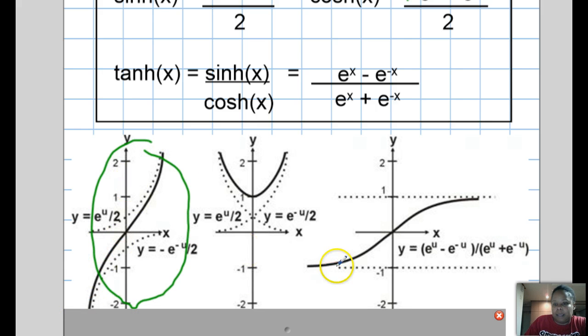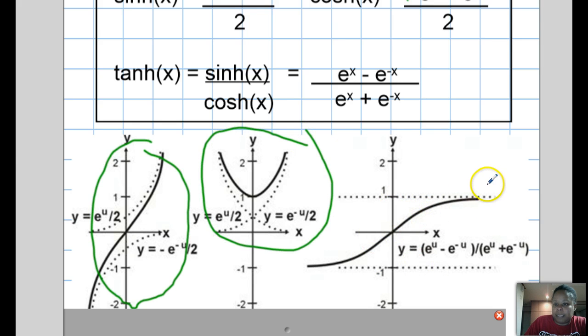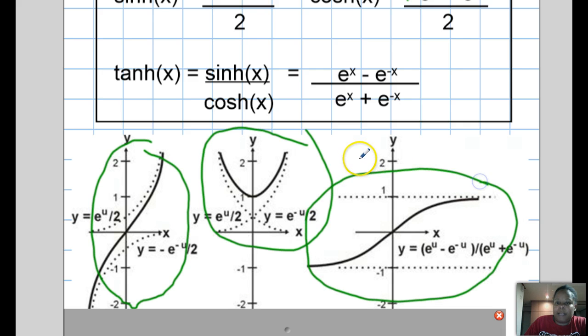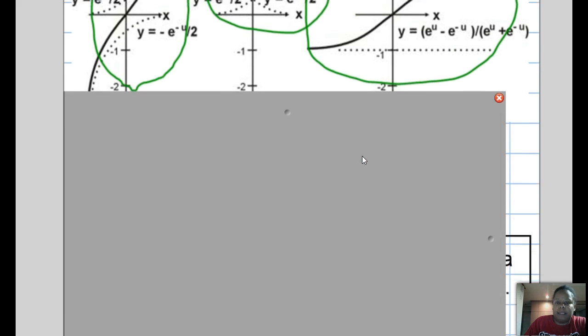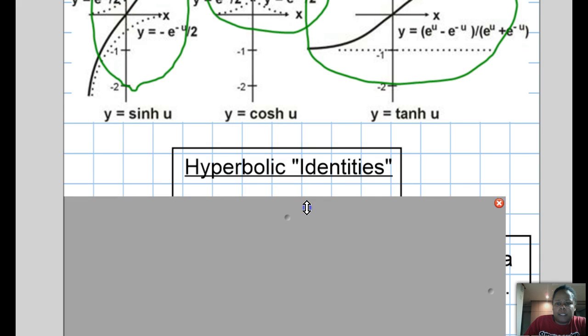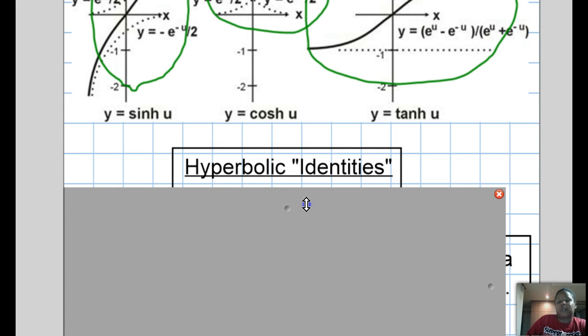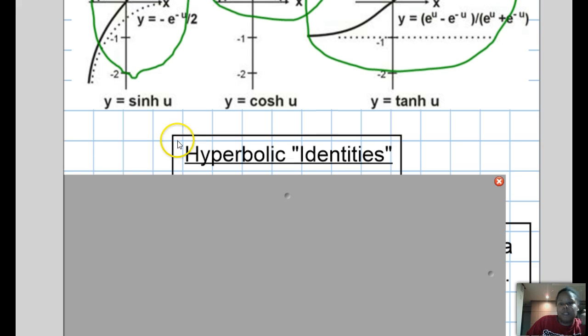Okay. And this over here is a hyperbolic cosine. And then over here is a hyperbolic tangent. Okay, if you want to get an idea of what they look like. So why do we use sine and cosine? Well, before we get to that part, I want to talk about identity.